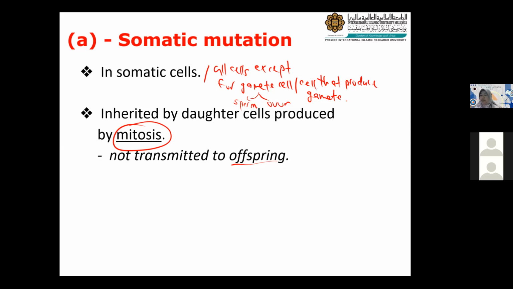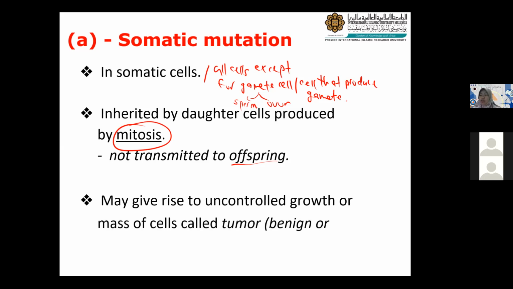It may give rise to uncontrolled growth or a mass of cells, which we call a tumor. So somatic cell mutation can cause a tumor. The tumor can be either benign or malignant. Malignant means bahaya. It can cause cancer, cancerous lah. Malignant means it is able to spread. Dia boleh merebak.